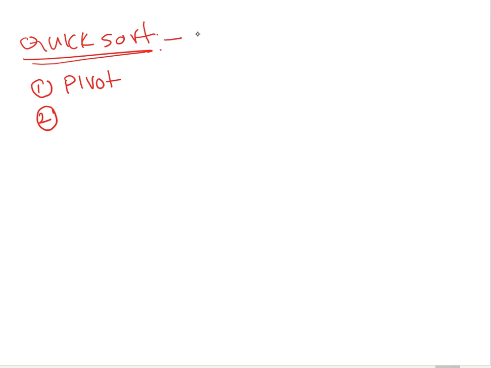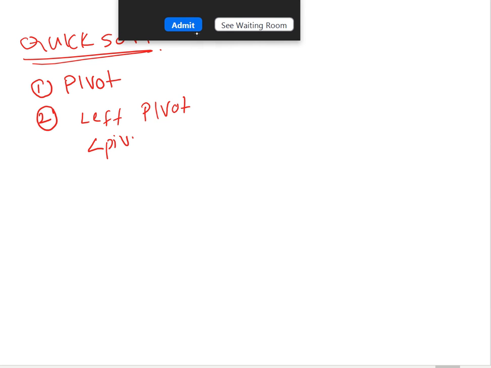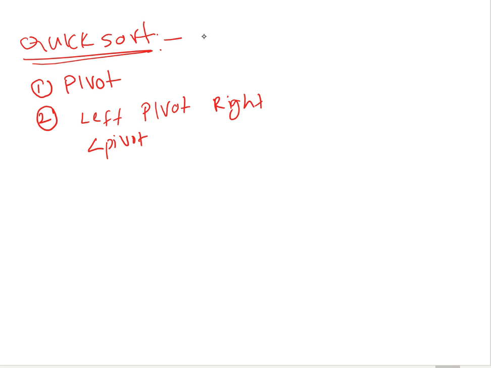Here we're gonna discuss quick sort. In quick sort, we need to remember two things. One is the pivot value, and the second is that the pivot's left side should be less than the pivot value, and the right side should be greater than the pivot value. So if a value is less than the pivot value, the third step is swapping.